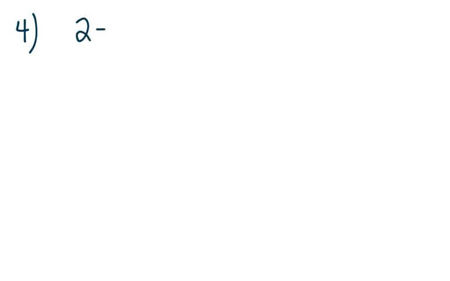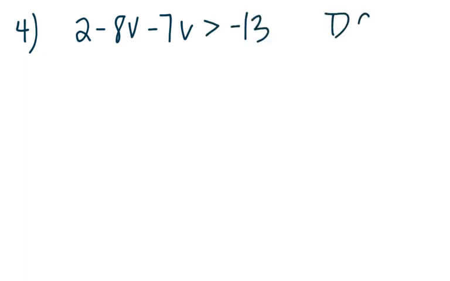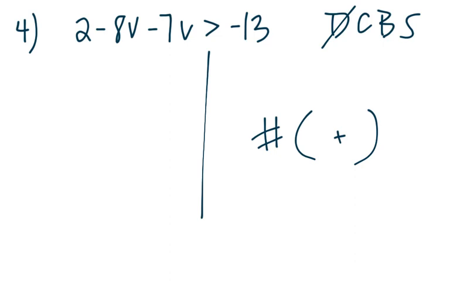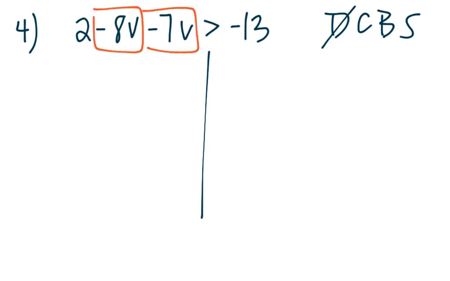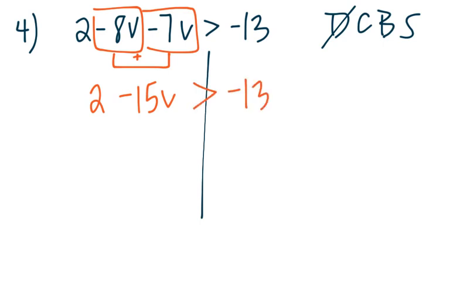For this, we have 2 minus 8v minus 7v is greater than negative 13. All right, nothing to distribute. Remember, if we were distributing something, we would have some number and then parentheses with a sum in it, but we don't have any of that, so we don't need to distribute. Combine like terms, I've got negative 8v, negative 7v, so let's add those together. Negative 8 plus negative 7 gives us negative 15v, and the 2 just comes down in front. It's greater than negative 13.